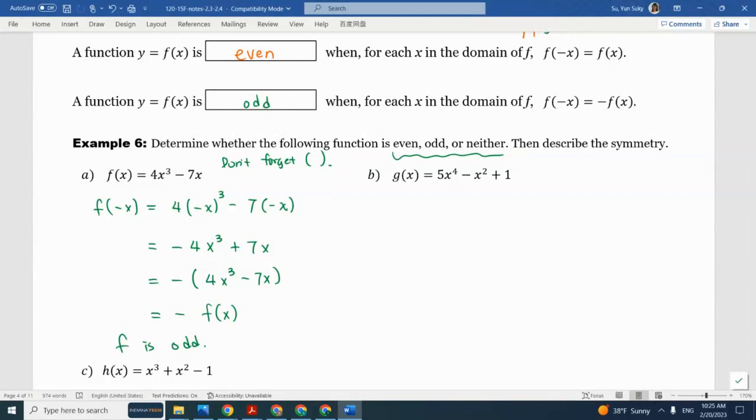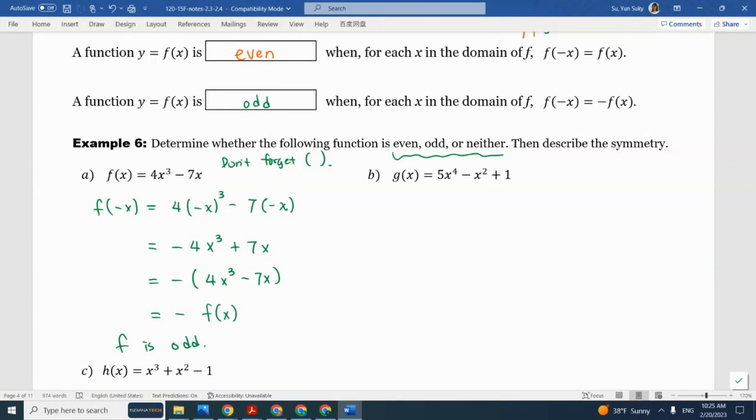So we factor out a negative. Then we get 4x cubed minus 7x. That's exactly f of x. What's the relationship between f of minus x and f of x? If it equals f of x, then it's an even function. If it equals minus f of x, then it's an odd function. If it's not equal to any of those, then it's neither.